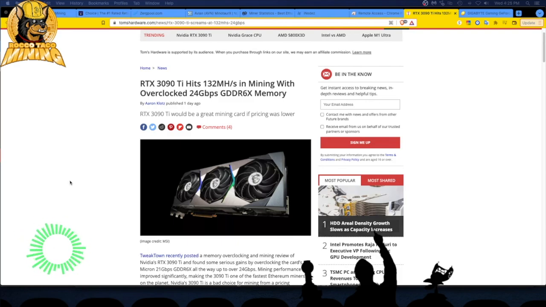3090 Ti has great hash rate, big deal, but it's overpriced. And this says it all right here. It would be a great mining card if the pricing was lower. I don't know. Maybe if it was $500, maybe. That's what I'm saying.